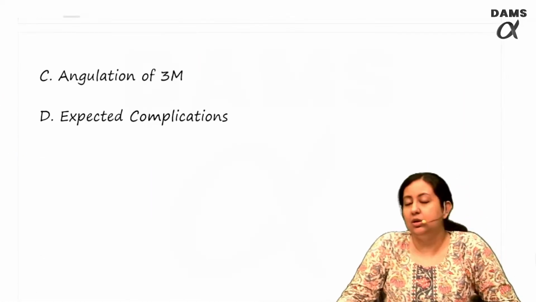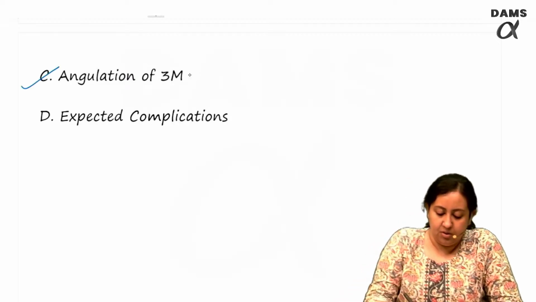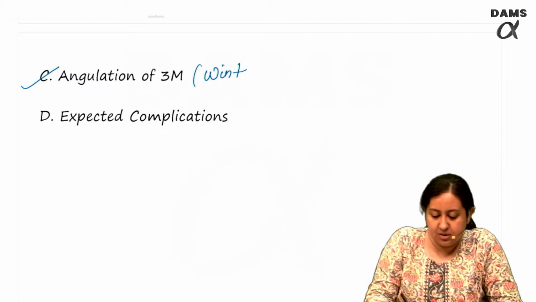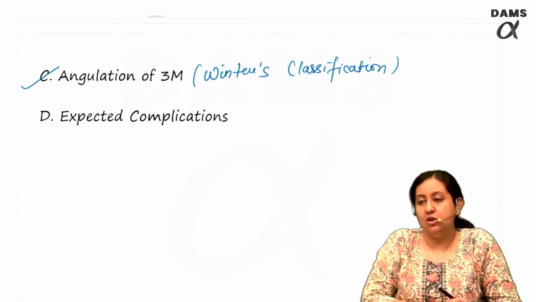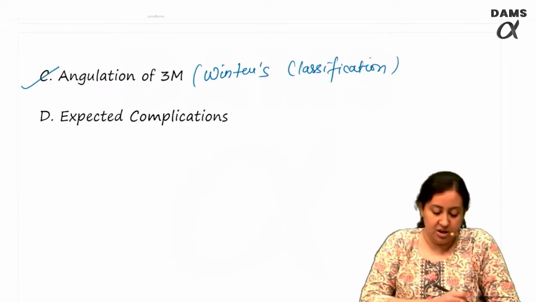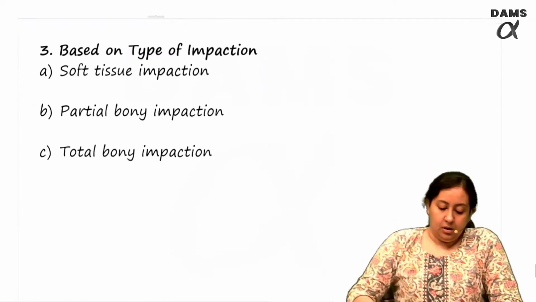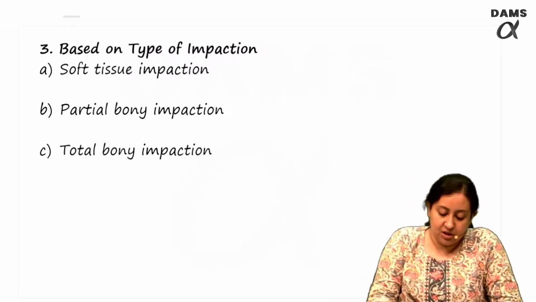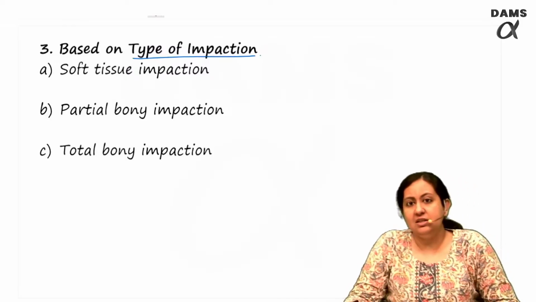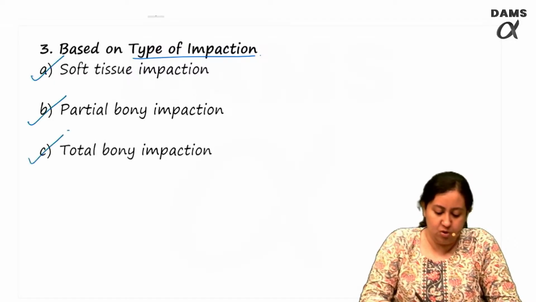Now the third is angulation of third molar, which is nothing but your Winter's classification. And the fourth component of Pell and Gregory is expected complications. We will not go into the details, just remember. Okay. The next classification of impaction is based on type of impaction. So this is very, very simple. Soft tissue impaction, partial bony impaction, and total bony impaction.